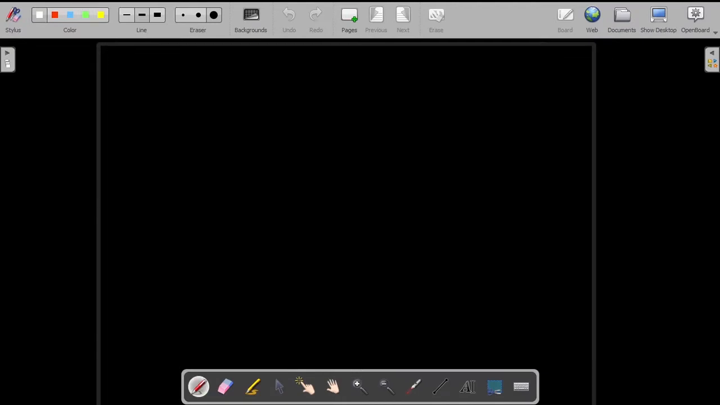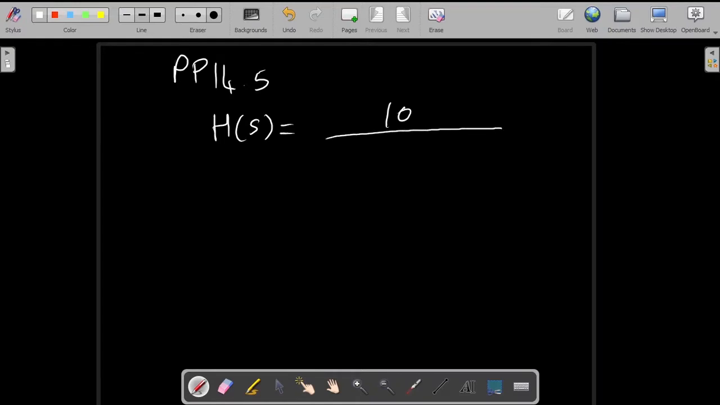So here's the question, practice problem 14.5, and it says construct the Bode plots for the transfer function that we're given. We're supposed to construct the Bode plots which correspond to this transfer function. So let's have a look at what we have.